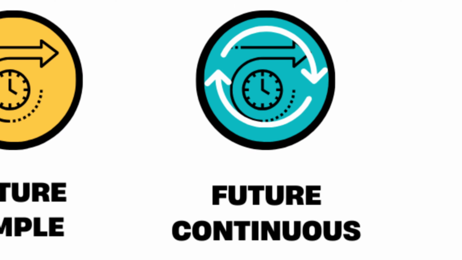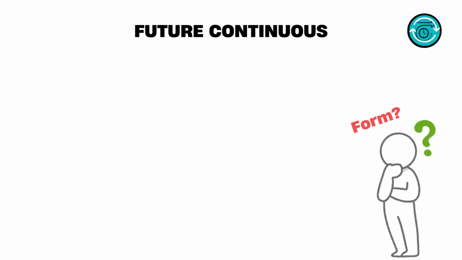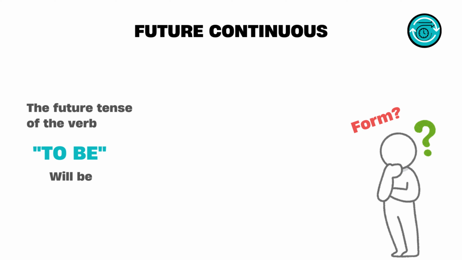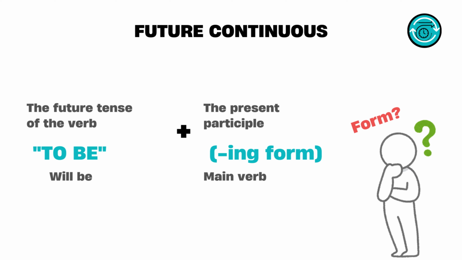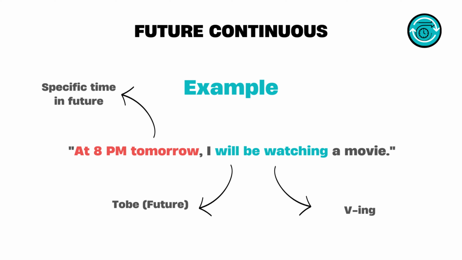Future continuous indicates actions that will be ongoing at a specific future time. It is formed using the future tense of the verb to be, will be, plus the present participle, -ing form, of the main verb. Example: at 8 p.m. tomorrow, I will be watching a movie.